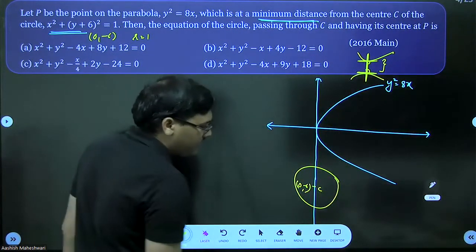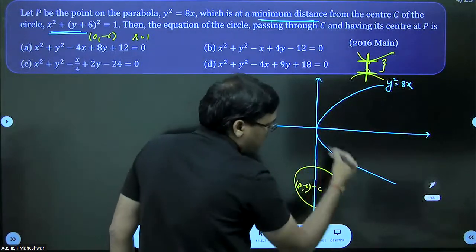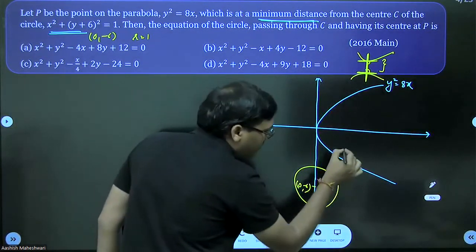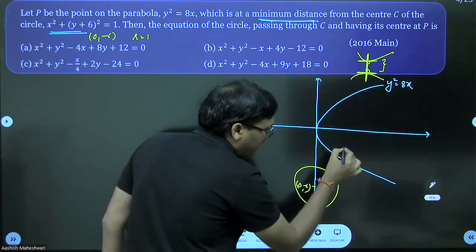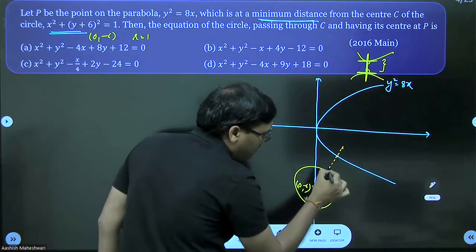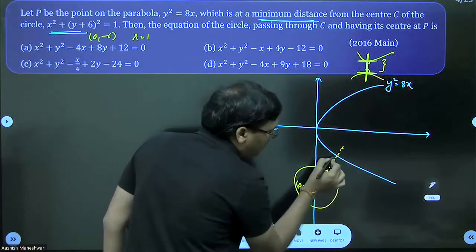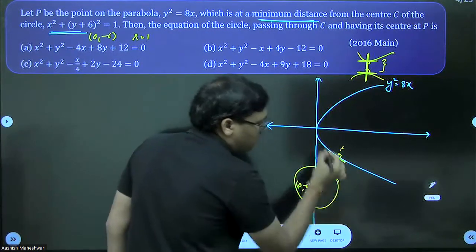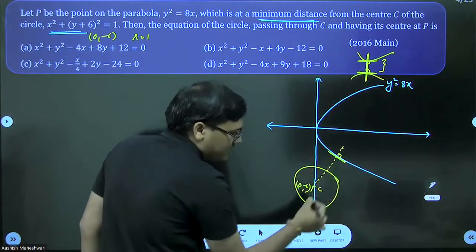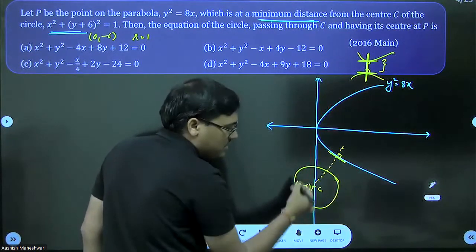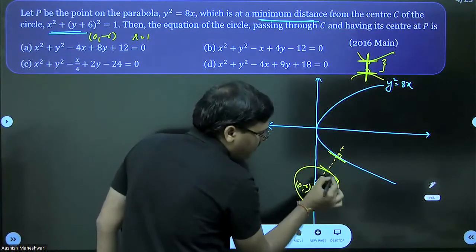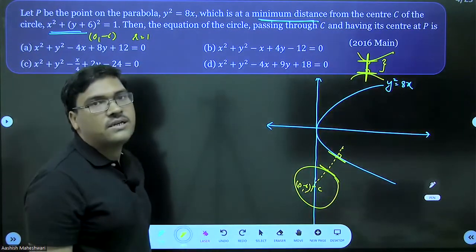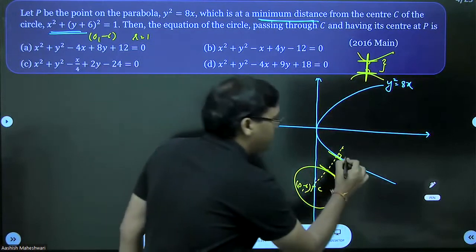Now see, P is a point which is at the shortest distance from this point C. So can we say, if I join, let's say this is point P, this point P will be on the common normal? Common normal, that means this line is normal to this parabola. And you can clearly see this will definitely be normal on this circle also, because we know in case of a circle, the normal always passes through the center. So this is point P.